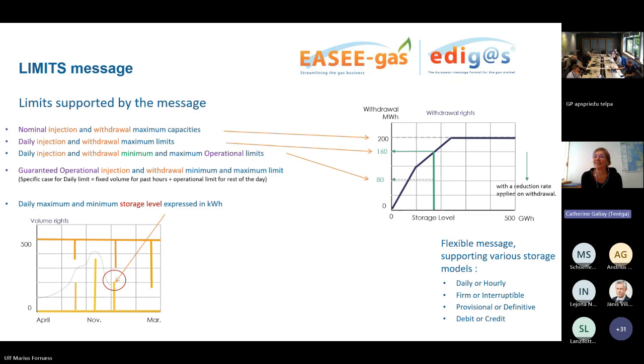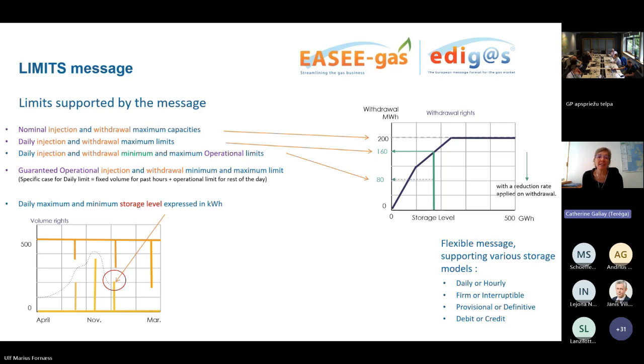The second bullet point, the daily injection and withdrawal maximum limit, is the quantity of gas that can be injected or withdrawn due to the curve factors. It may depend on the storage level, as it is illustrated in the figure. And this capacity uses the inventory level of the day. In the example, the withdrawal capacity will be 160 megawatt for the day.